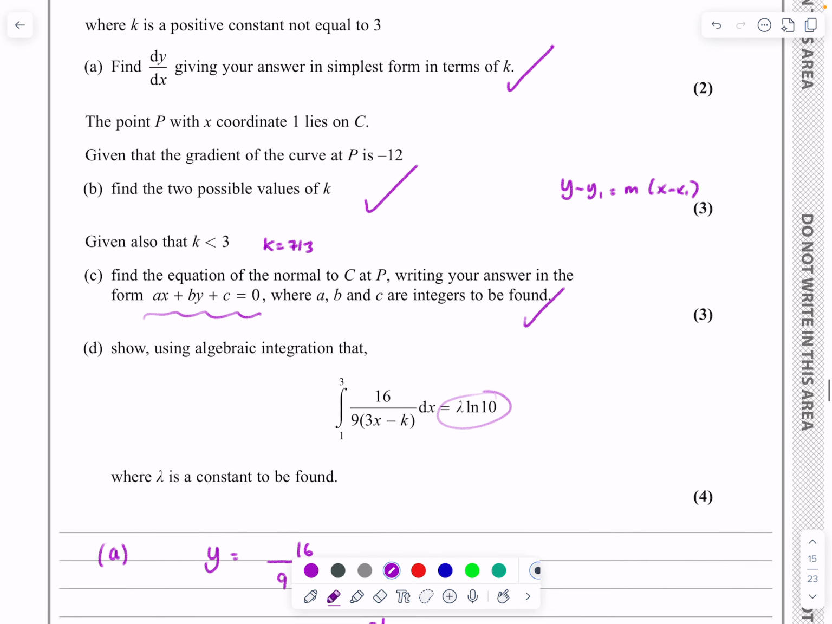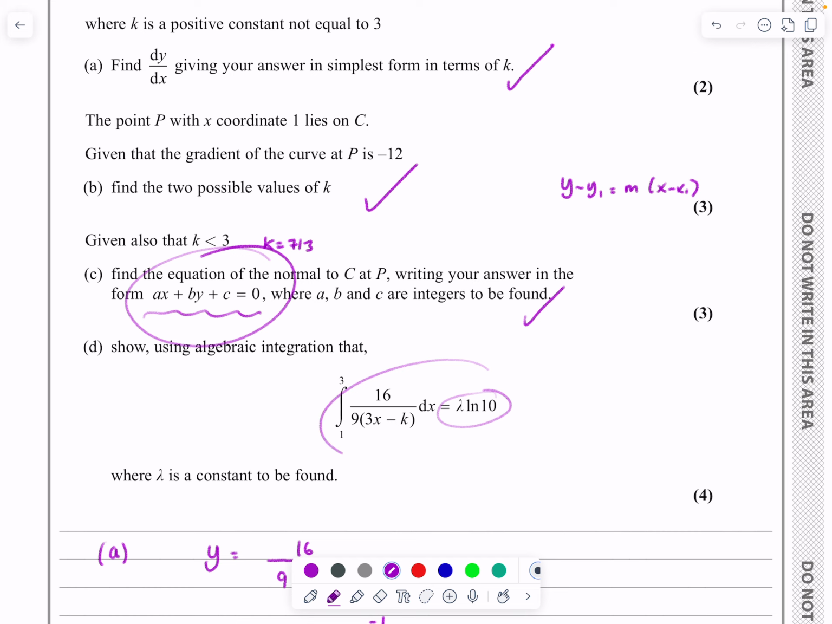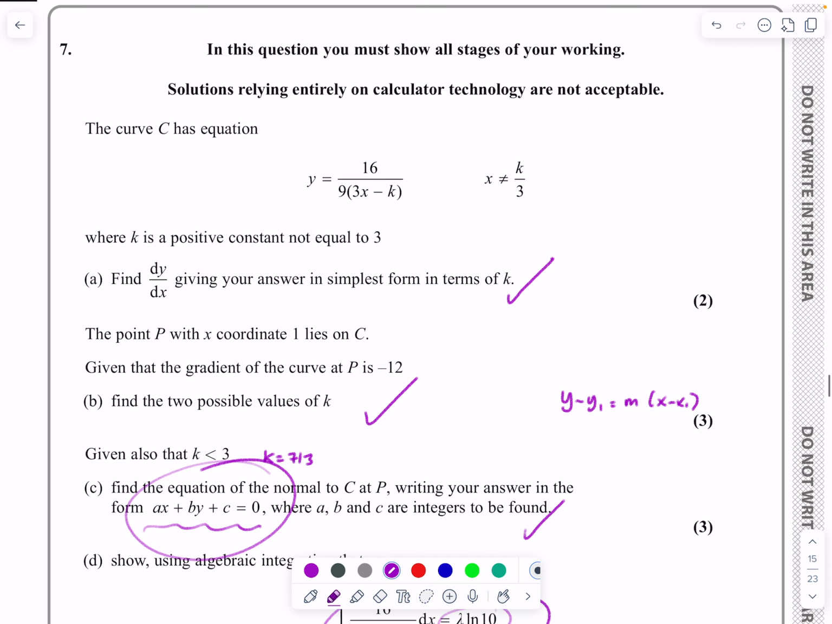Always go back and just check, did I answer that in the right format? But yeah, we've done everything there. Not too bad a question, I don't think, so hopefully that all makes sense to everybody.